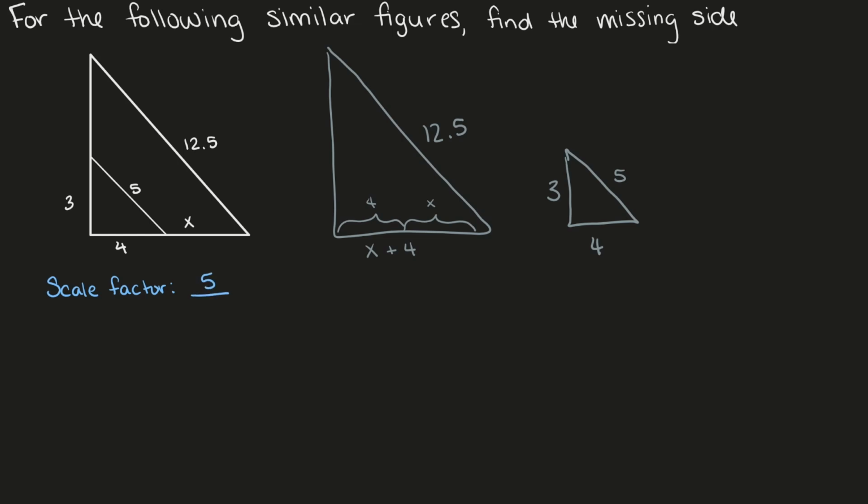So 5 over 12.5. This does not simplify really easily because, of course, we have a decimal in our fraction. When we divide that, we get 0.4 as our scale factor. And if we convert that to a fraction, 4/10, that would be 2/5, and that would make our scale factor 2 to 5. So 2 of our larger triangle is equal to 5 of our smaller triangle, or 1 of our larger triangle is equal to 2.5 of our smaller triangle.